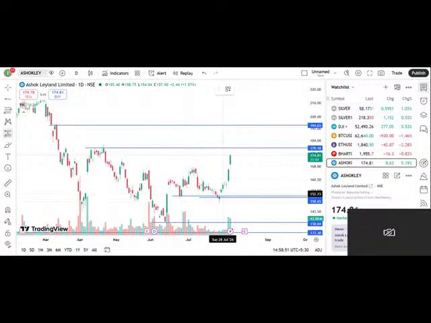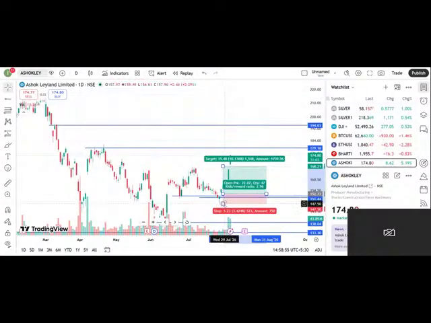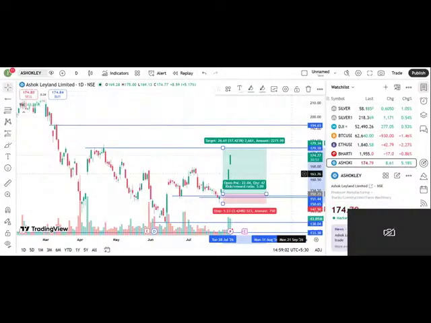Okay. Suppose you bought here, there would be a stop loss for you, that is this, and this is the target for them, okay. So the risk reward is going around 1 is to 5.09. That is a decent one.